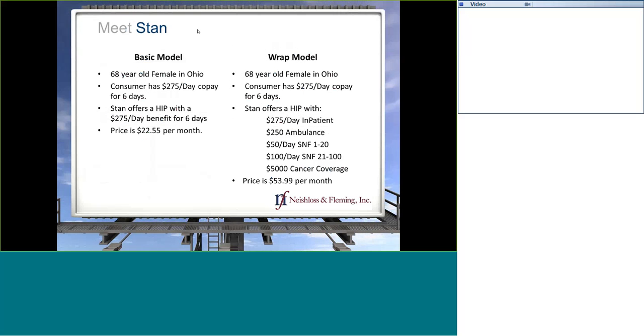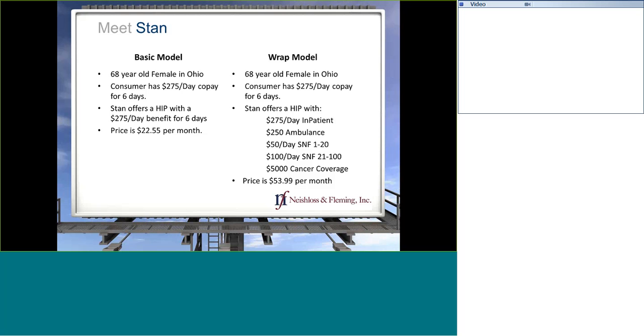Now, here's an example of going with either a basic approach or a wrap approach, and then we'll show you how this plays out in an actual sales situation. So under a basic model, Stan has a 68-year-old female in Ohio on a Medicare Advantage plan for $275 per day. So on the basic approach, Stan offers a hospital indemnity plan that covers $275 a day for 6 days. And the cost on that, all by itself, no additional riders, $22.55 per month.